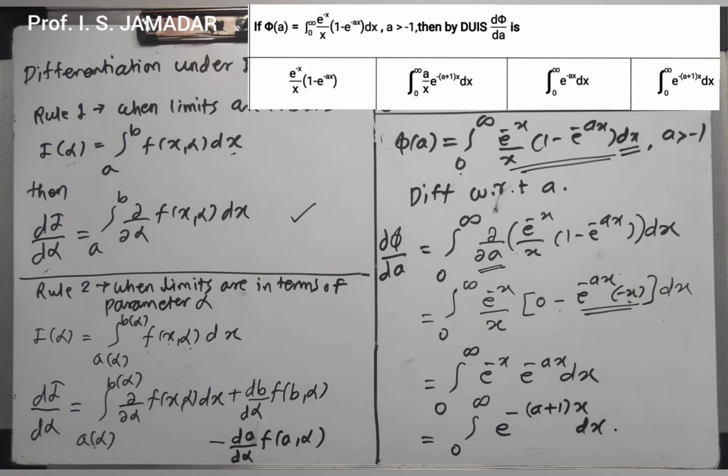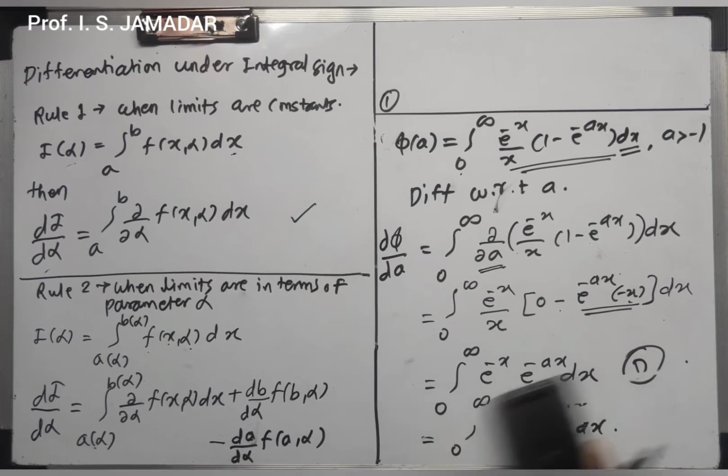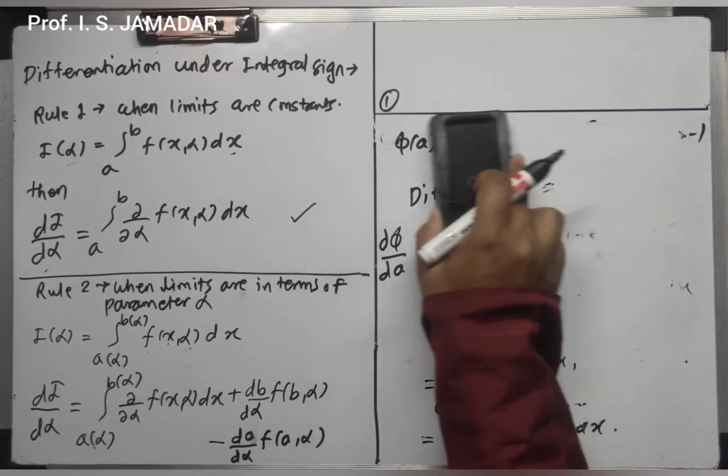Now what are the options? You can see option D is the correct answer for this. Option D is the answer. This is question number 1. Next, move to question number 2.